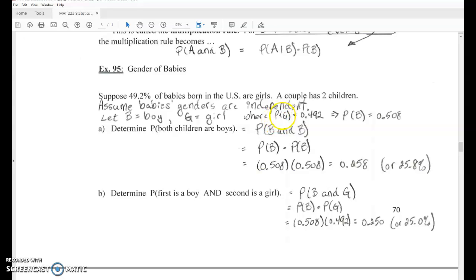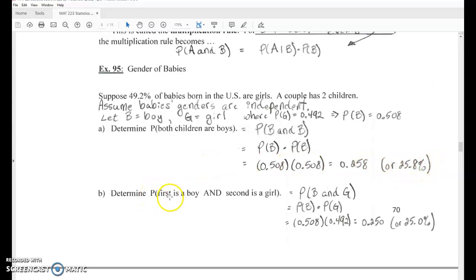The probability of having a girl is 0.492 according to this information up here. That means the probability of having a boy, because that's the complement of having a girl, would be 1 minus 0.492, which is 0.508. So let's determine the probability that both children are boys. That means we want the probability that we have a boy and another boy. That would just be the probability of a boy times the probability of a boy, because knowing we had a boy the first time doesn't matter for whether we have a boy the second time. So they're independent events. You just multiply their probabilities. So 0.508 times 0.508 comes out to be 0.258, or 25.8%.